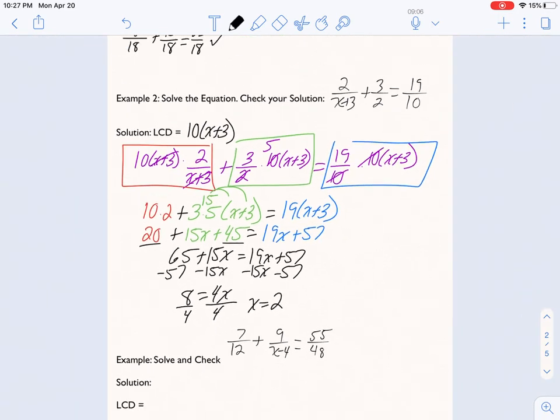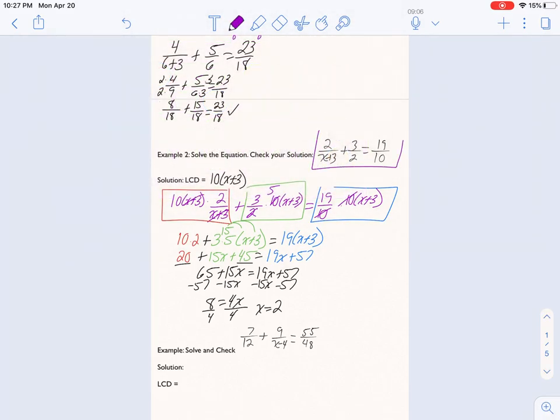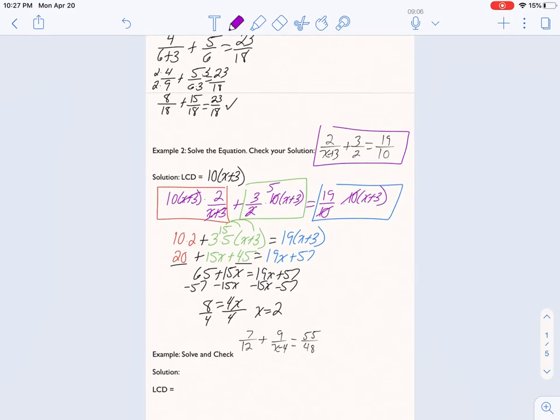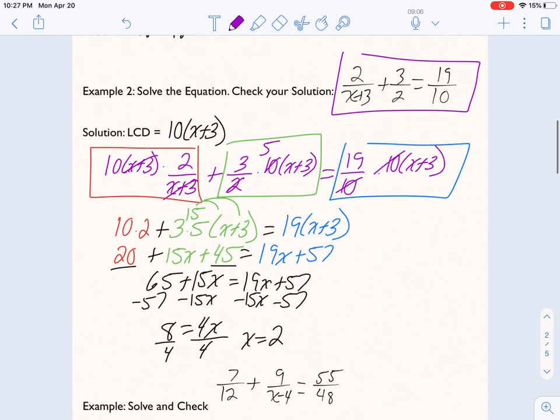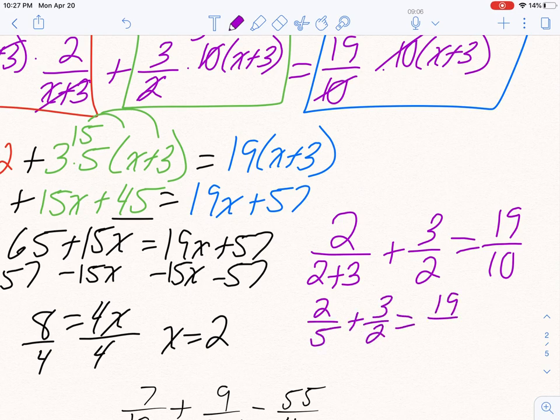So to check that again, we go all the way back up to my original question. So I've got 2 over x plus 3, and I assume my x is 2, plus 3 over 2 equals 19 over 10, which is 2 over 5 plus 3 over 2 equals 19 over 10.